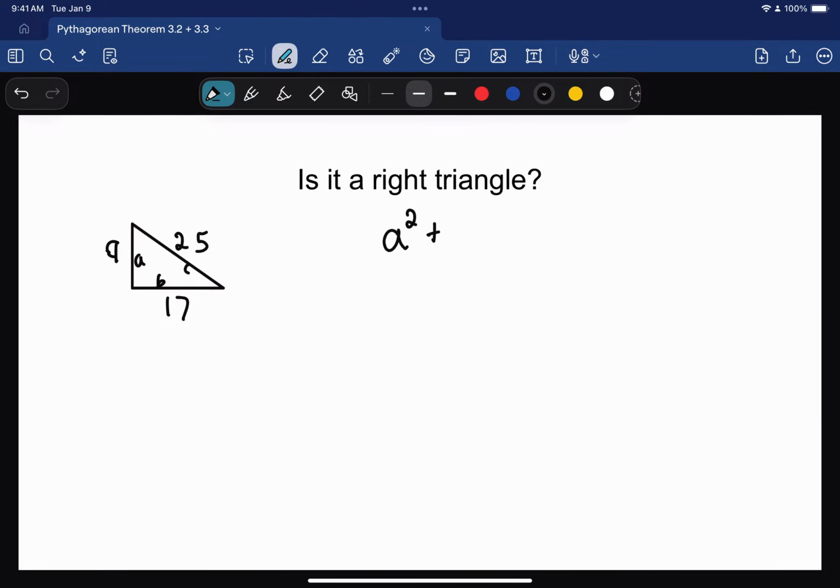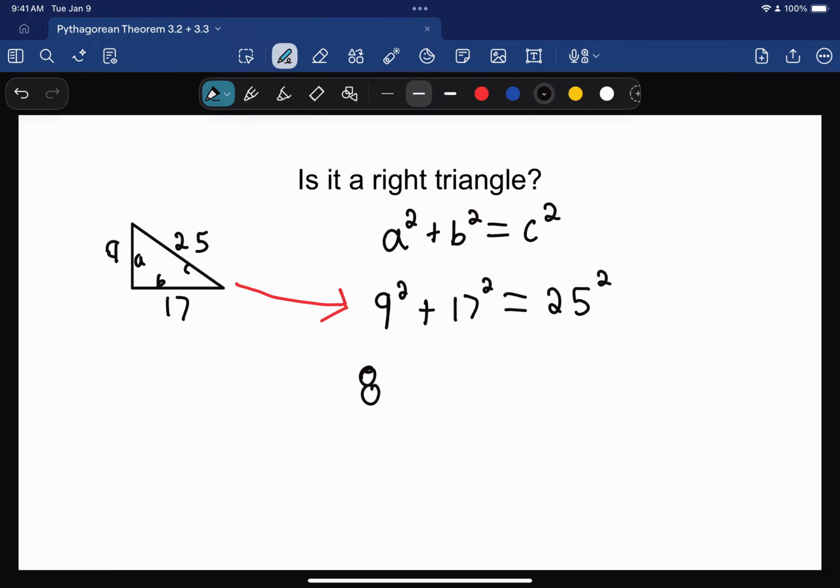So a squared plus b squared equals c squared. Okay, so a squared is 9 squared, b squared is 17 squared, and c squared is 25 squared. I went ahead and plugged my side lengths into our formula, so we can see our formula looking like that. So 9 squared is 9 times 9, which is 81. 17 squared is 17 times 17, which is 289. And 25 squared is 25 times 25, which is 625.